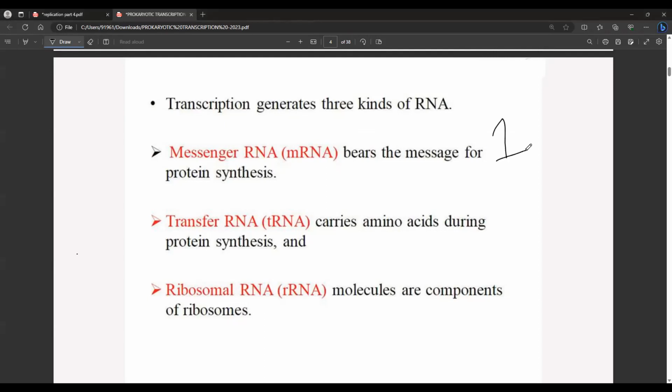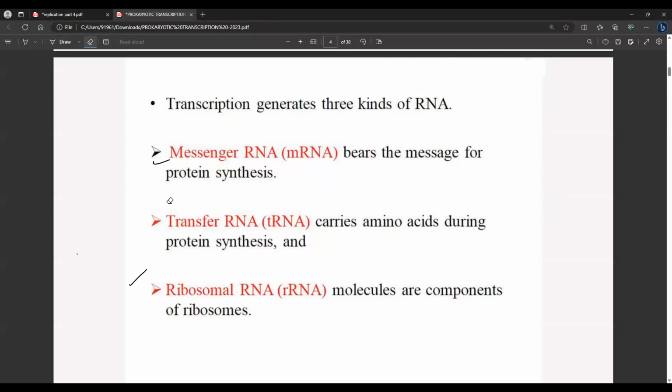Friends, in case of prokaryotes, there is only one RNA polymerase. That one RNA polymerase only will synthesize mRNA, rRNA, and tRNA. But in case of a eukaryotic organism, friends, there are three RNA polymerases: Pol1, Pol2, and Pol3. This is in the eukaryotic organism. Please do not get confused with the statement.